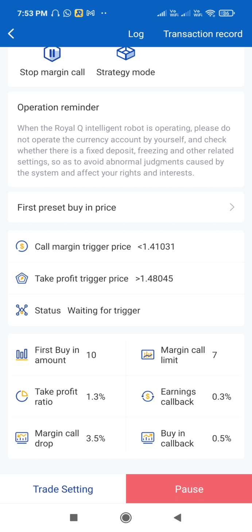And how much martingale you want to do, one time, 2 times, 3 times, you can do it. This is the first buy, and this is the margin call, how many steps you want to put in your strategy.